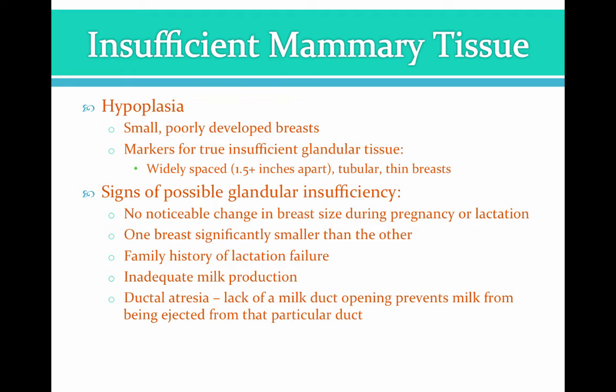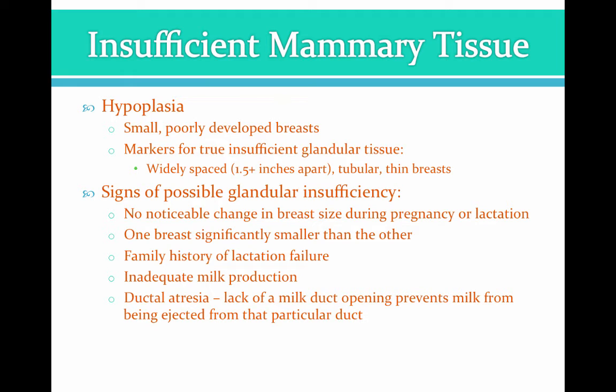One breast is significantly smaller than the other, and in every woman it's normal for there to be one breast smaller than the other, but this means significantly smaller than the other. A family history of lactation failure. Now this you have to be careful of because, as I just explained, a lot of mothers think they don't have enough milk when really they do. It's just that they're perceiving their baby's frequent feeding as they don't have enough milk.